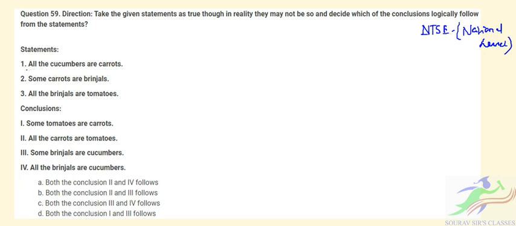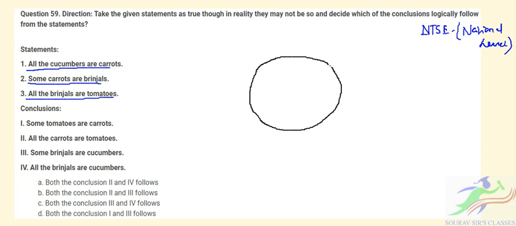In the first, we have: all the cucumbers are carrots, some carrots are brinjals, and all brinjals are tomatoes. These are the conclusions, and I have to find which of the following statements is true. For that, we can draw a Venn diagram. All the cucumbers are carrots, so all the cucumbers are over here inside the carrots.